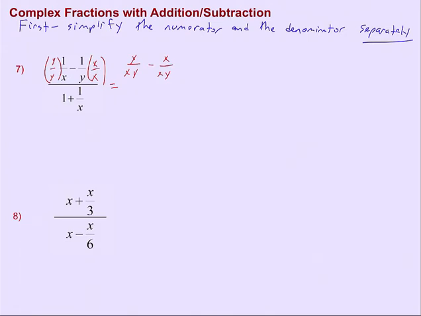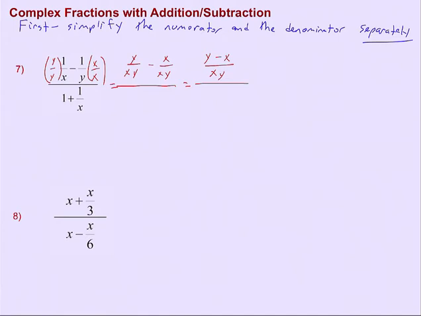And now that we have a common denominator, we can combine those into a single fraction. y minus x over xy. Notice how this is all still just the numerator. So I should keep writing that. And now I can go back and deal with the denominator too, which is going to work very simply.